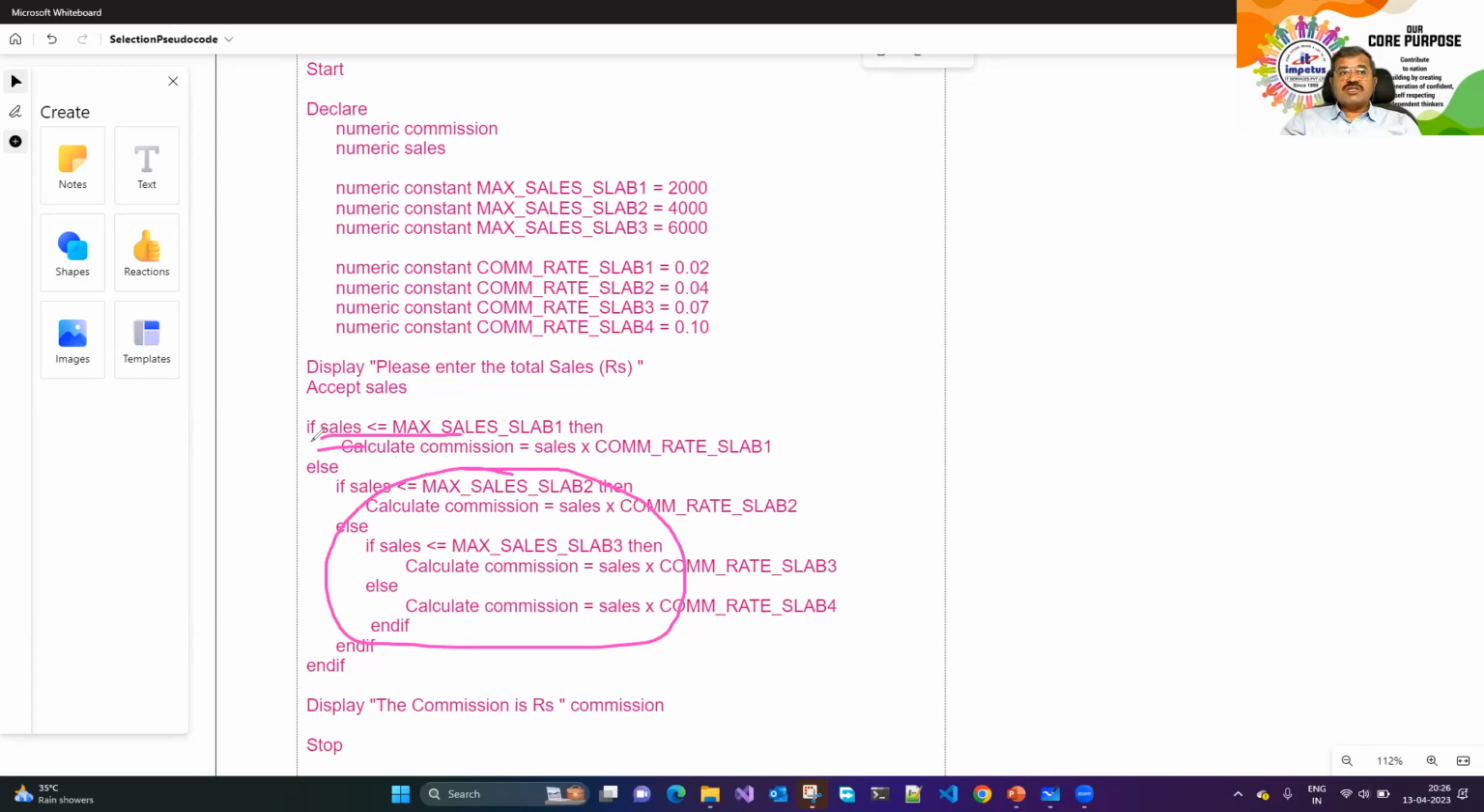Why? Because if the condition is true, we have executed the statement and will directly come here and display the commission. So there is no need for you to check the rest of the conditions. And that's precisely the advantage of going in for this construct. That means if any condition is true, you need not check the rest of the conditions. So write that condition whose possibility of being true is more. That condition you should write first.